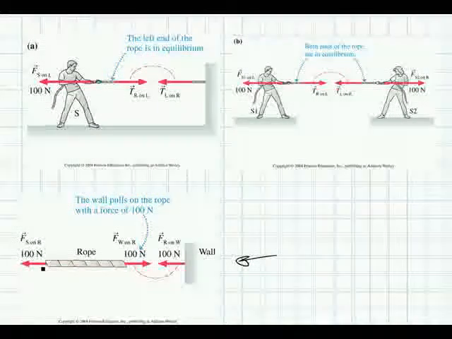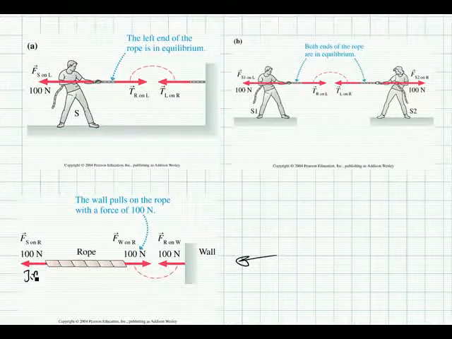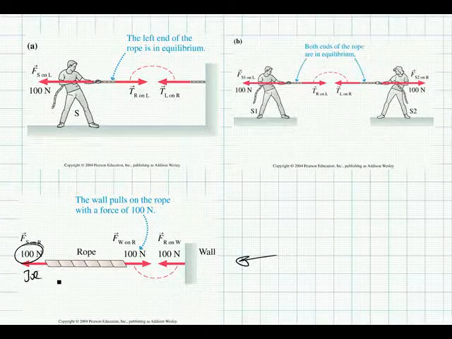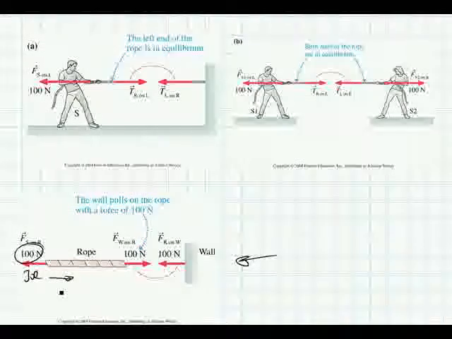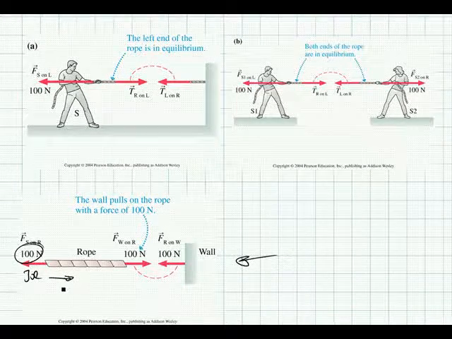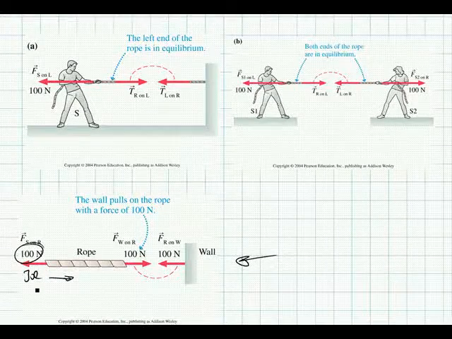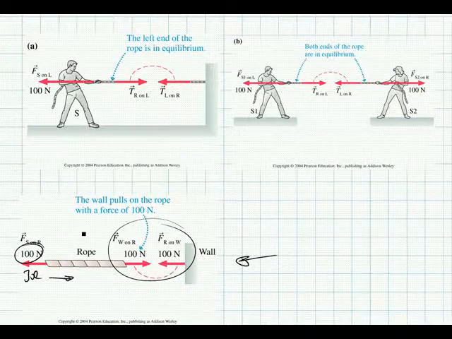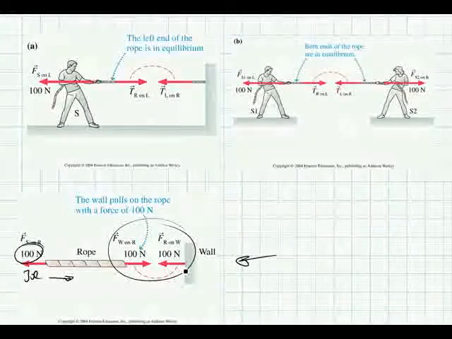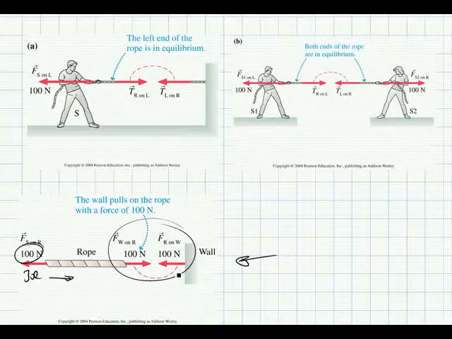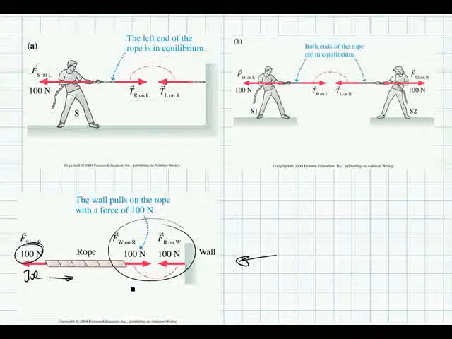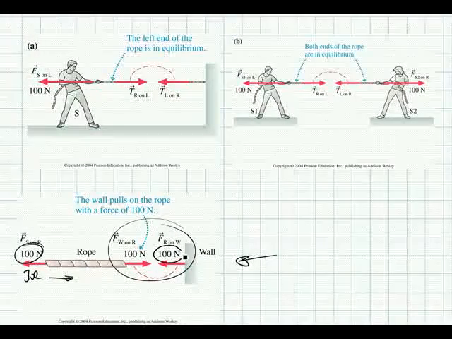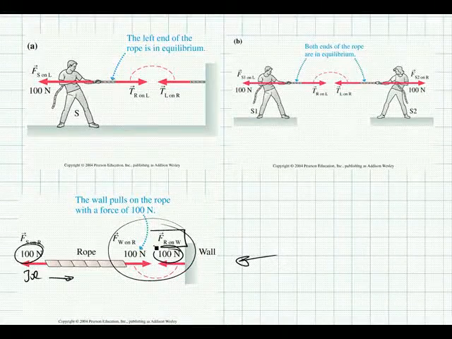At this end of the rope, we have Joe. Joe was yanking with 100 newtons, and we saw that there was a tension from the rope on Joe, which was also 100 newtons. But if you look at the right hand side of the rope, the rope is attached to the wall. Since there's a tension of 100 newtons in the rope, and tension is equal throughout the rope, there's a 100 newton tension from rope on the wall.